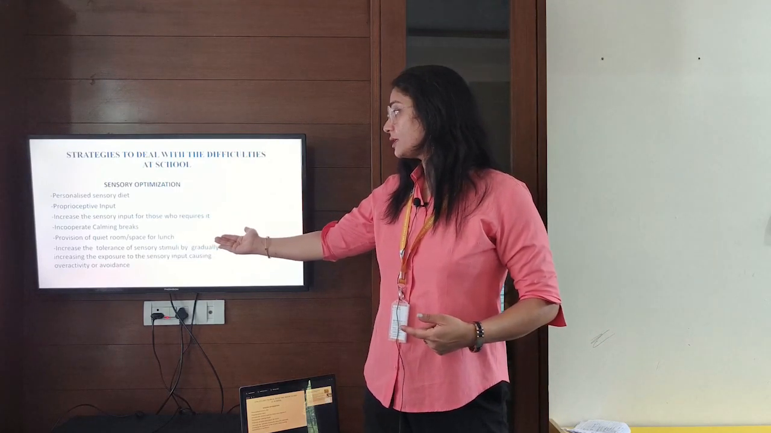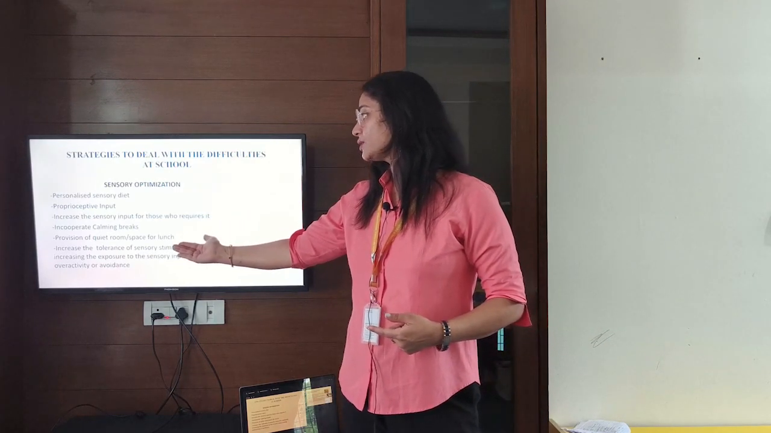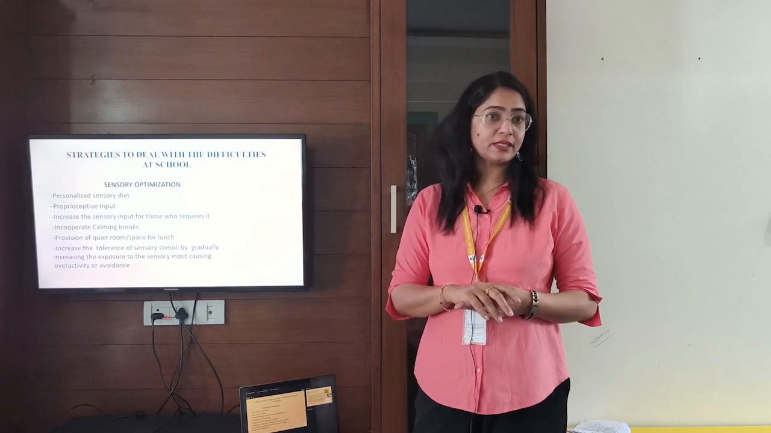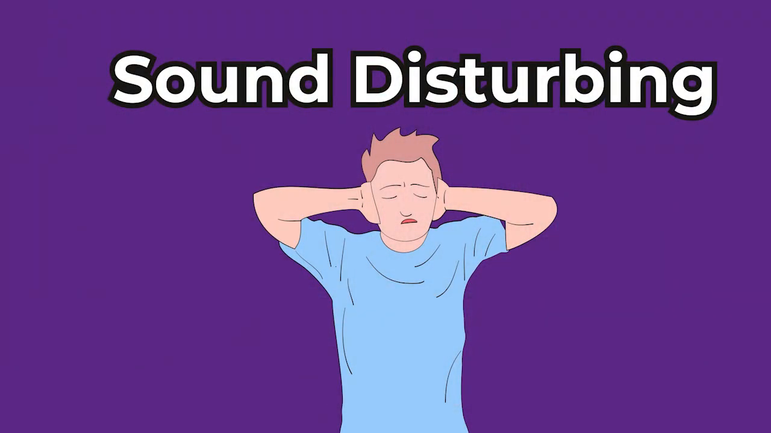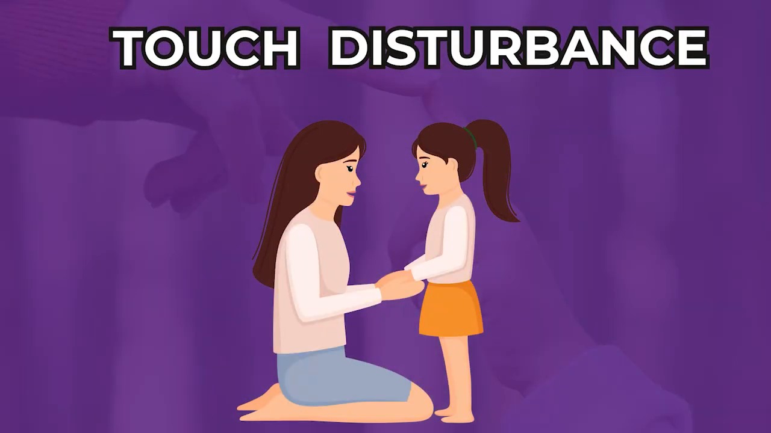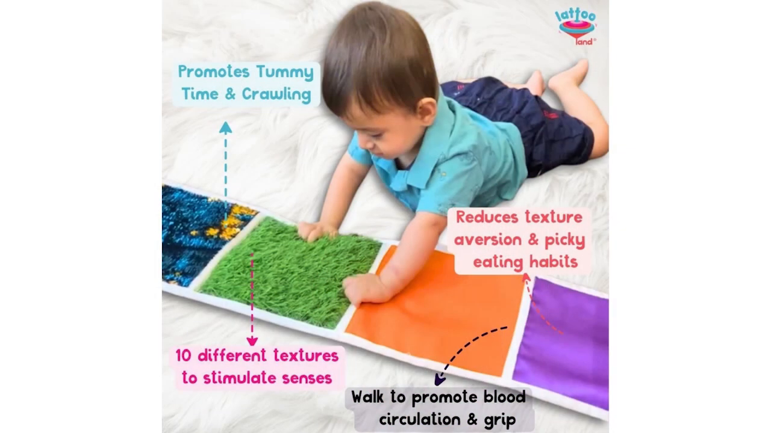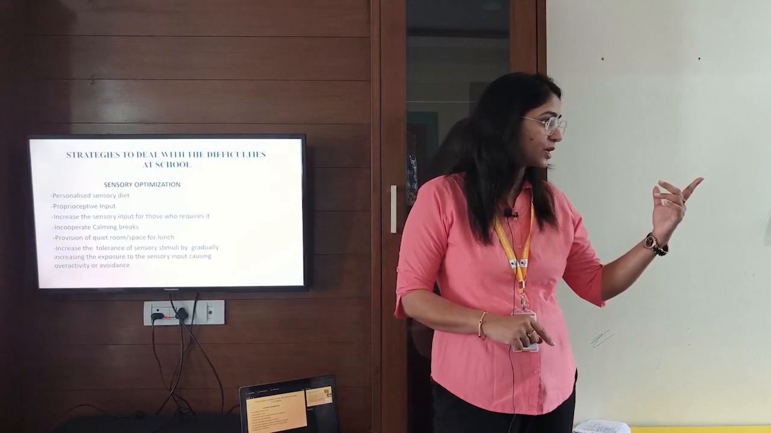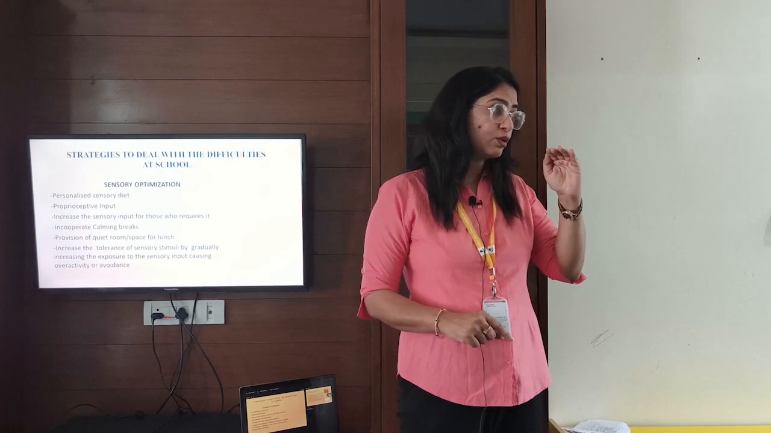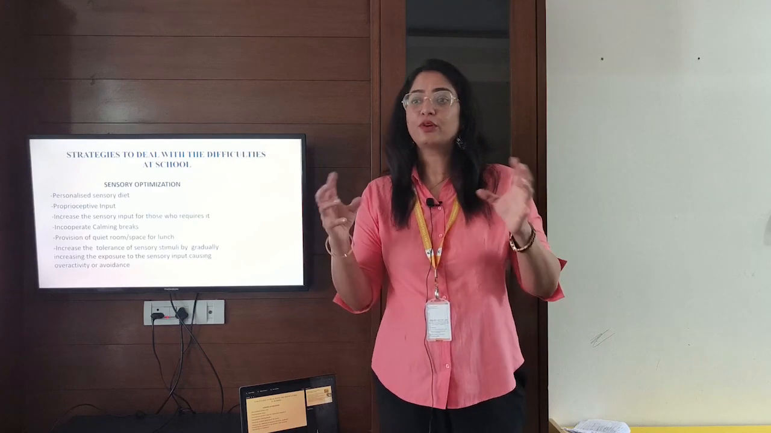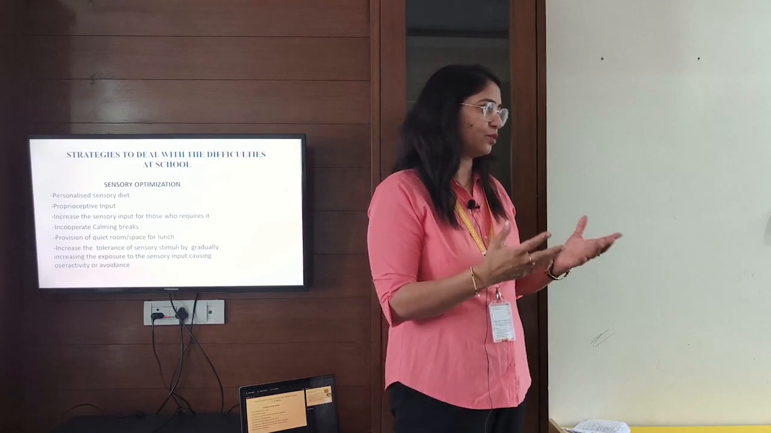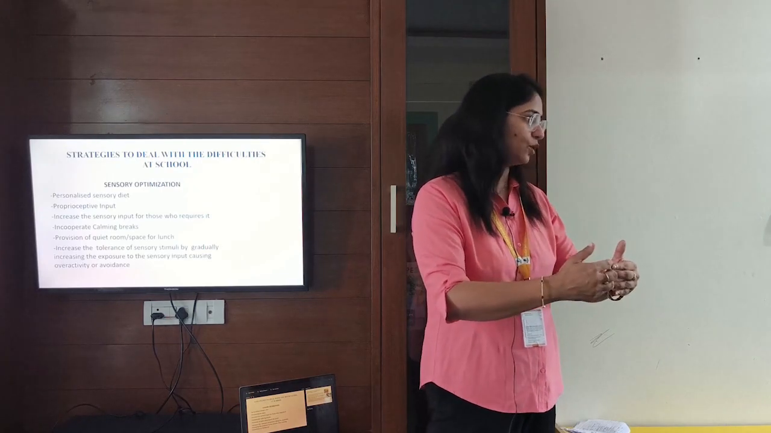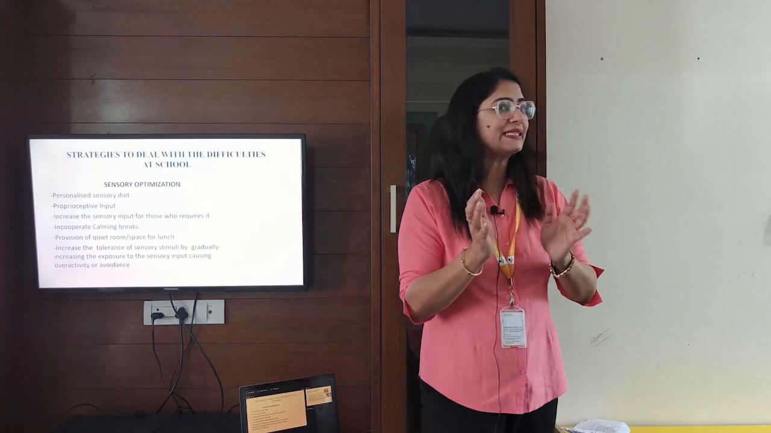Then increase the tolerance of sensory stimuli by gradually increasing the exposure to sensory input causing overreactivity or avoidance. So you have to see where the sound is disturbing your child, touch is disturbing your child, this mat texture is disturbing your child, hot and cold is disturbing your child, AC is disturbing your child. So all those things, whatever is disturbing, we have to give also. No, we don't have to make our student overprotective and always give them what they need.